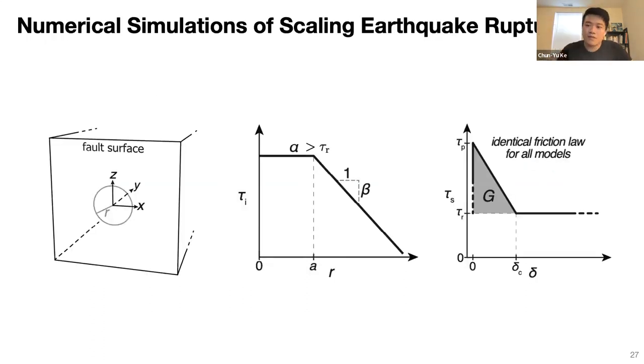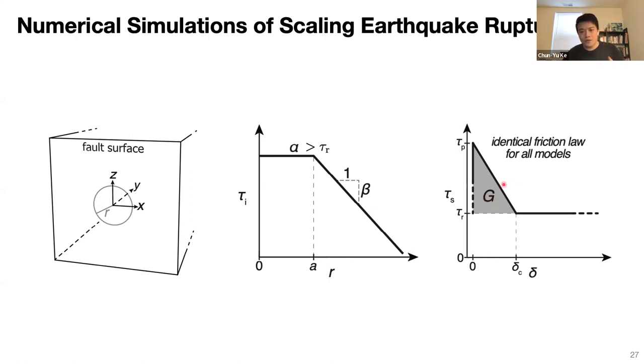Inspired by the earthquake arrest zone model I showed you from the previous section, we extended it to a 3D problem. So now the initial stress distribution is an axisymmetric plateau on a 2D fault surface. And the stress at the plateau is higher than the residual strength and drops down linearly outside the radius of a. And the rupture is then expected to arrest somewhere. The initial stress is lower than the residual strength, just like before. And all models share identical friction law, and therefore identical fracture energy.